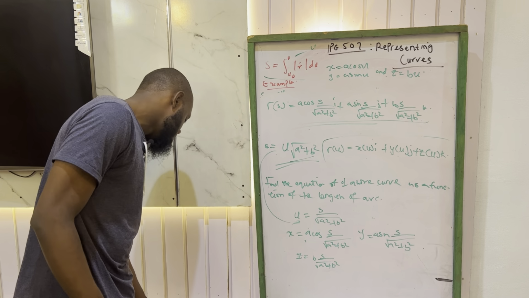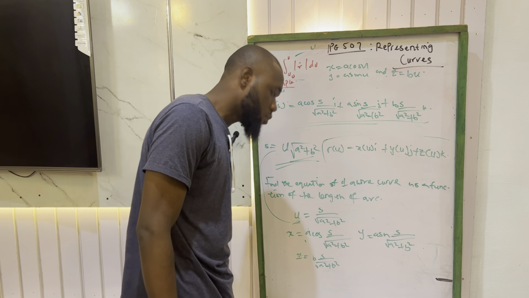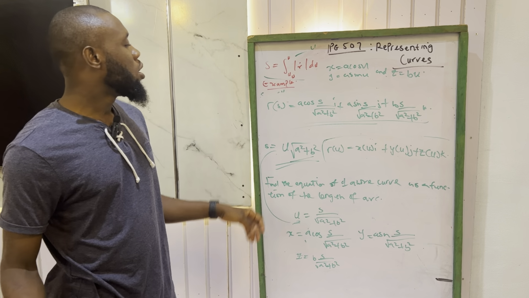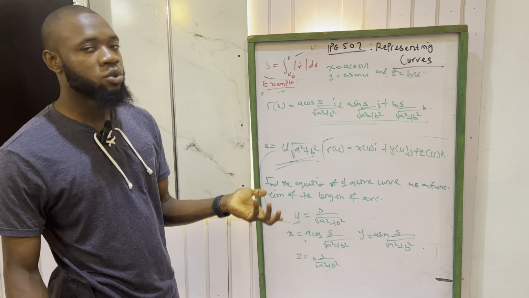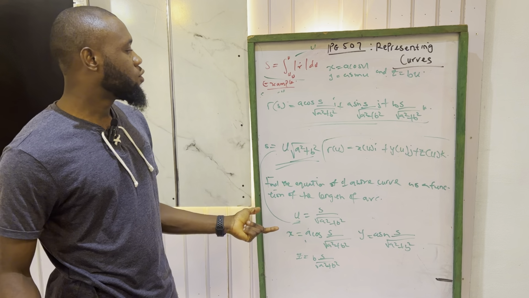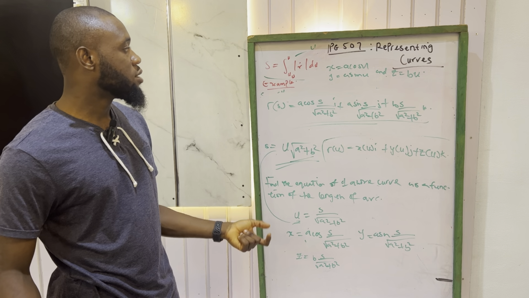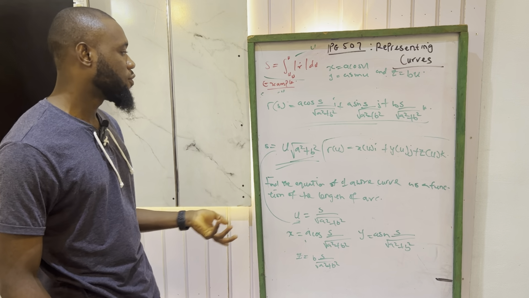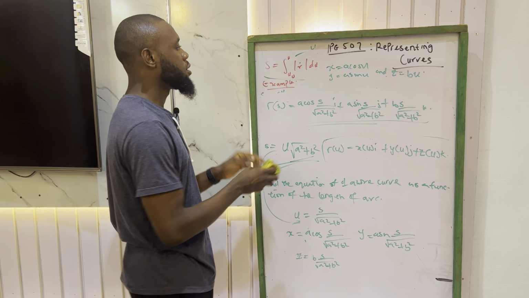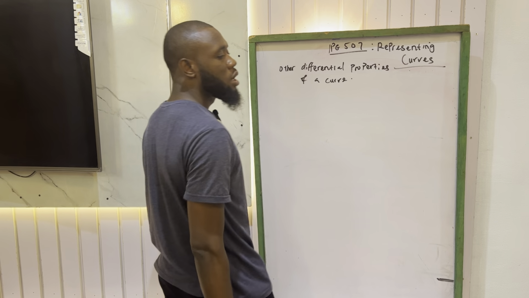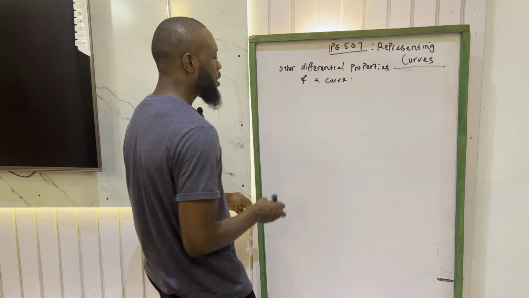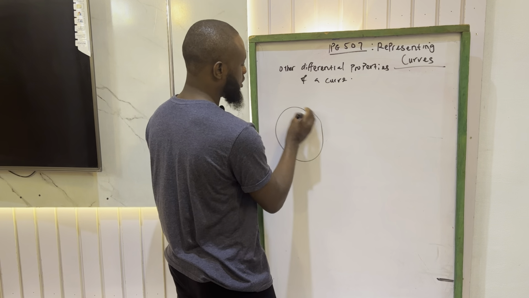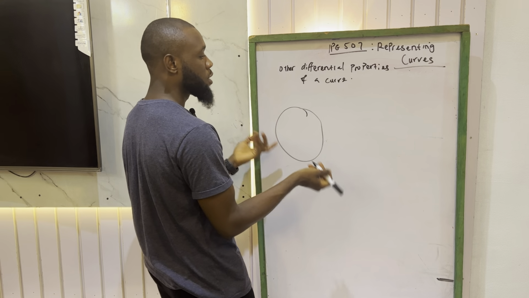So then we'll continue by picking up the other differential properties of a curve, but this time we won't prove them, we just state the formula, after which we solve a holistic question containing all the formulas or all the properties. So we are looking at the other differential properties of a curve. So let's look at a curve from this perspective, because essentially a circle is also a curve.